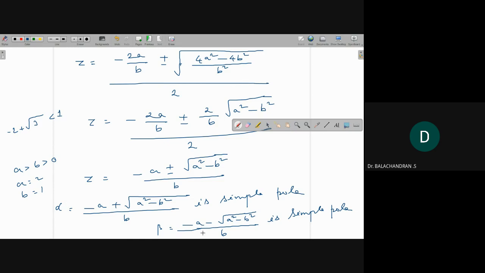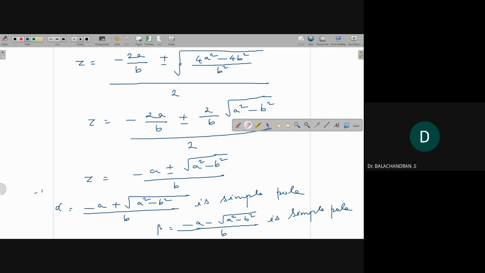Similarly, for the next one, minus 2, also less than 1? Rather, it is greater than 1, because both of them are minus, so it is greater than 1. So this is a pole which lies outside, this is a pole which lies inside. So using this example, even in the examination, you can do like this.